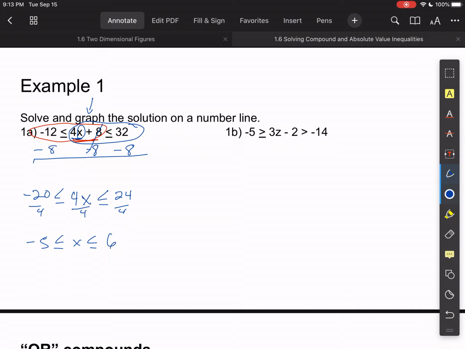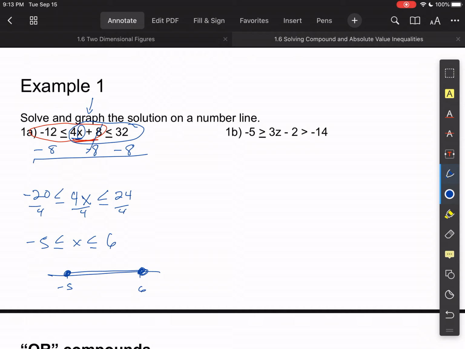What this means is that the unknown value is somewhere between -5 and 6, and it could include -5 and 6, because this is "or equal to." So when I go to graph this, I put -5 here and 6 over here. We have solid circles, and we're going to include all values in between -5 and 6. So "and" statements are in-between graphs, saying that both things are happening.